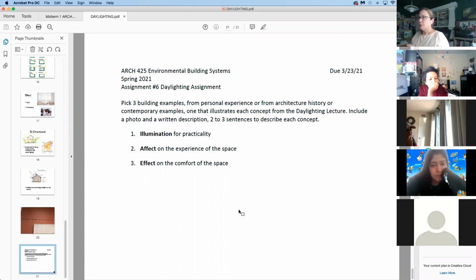And if you need to use one or two pictures for a particular space or building, that's fine too. You don't have to narrow it down to one, but I just want three different building examples, one for each idea.